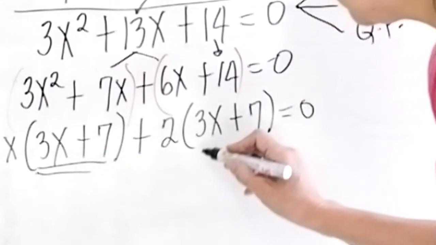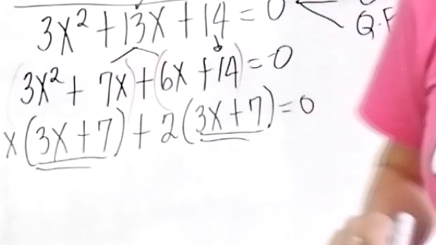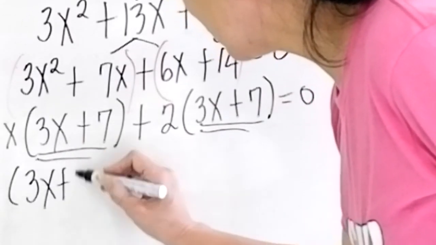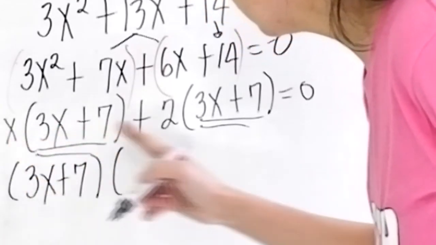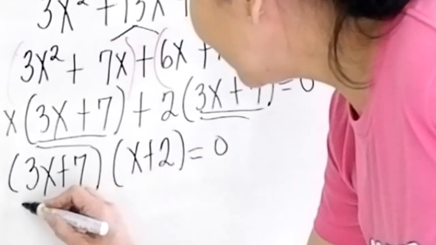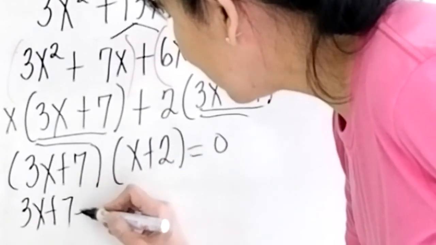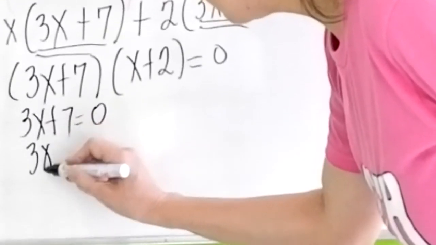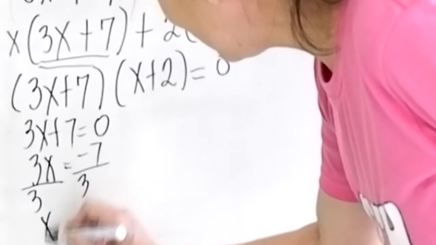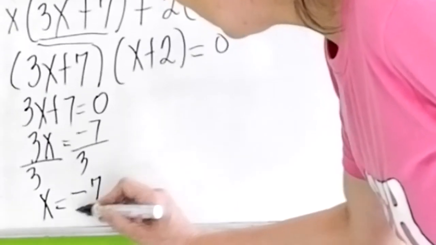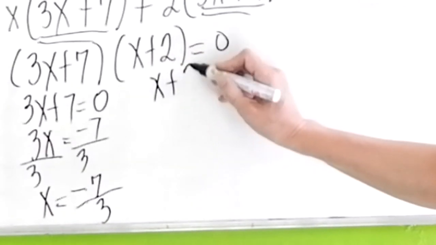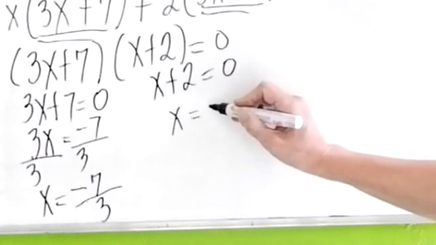Now, you see this? So we have a common factor. Factor it out again. So finally, we have 3x plus 7 times x plus 2 equals 0. So here, 3x plus 7 equals 0. 3x equals negative 7. Divide both sides by 3. x is negative 7 over 3. What about here? x plus 2 equals 0, so x is equal to negative 2.